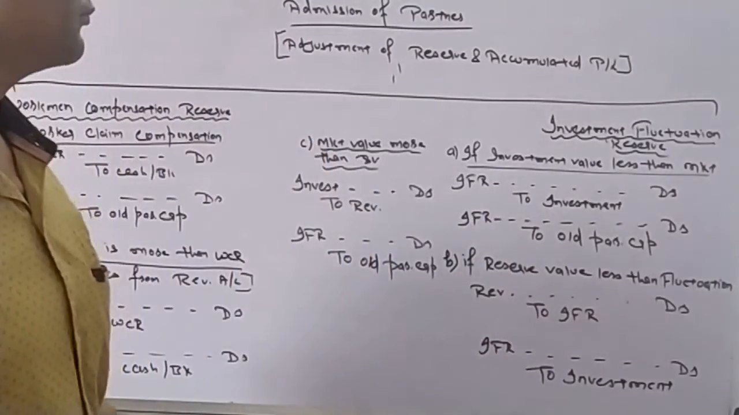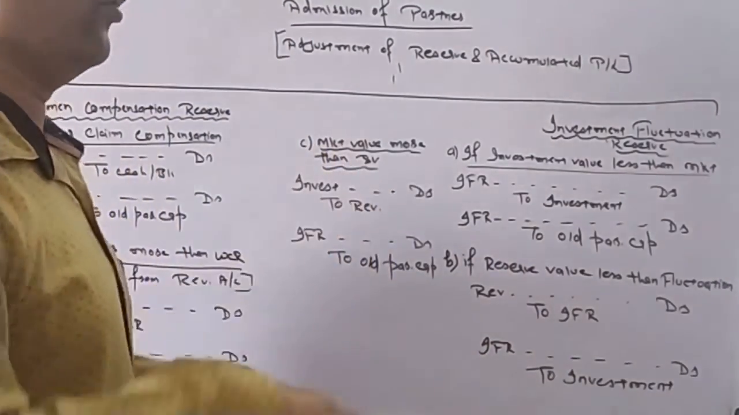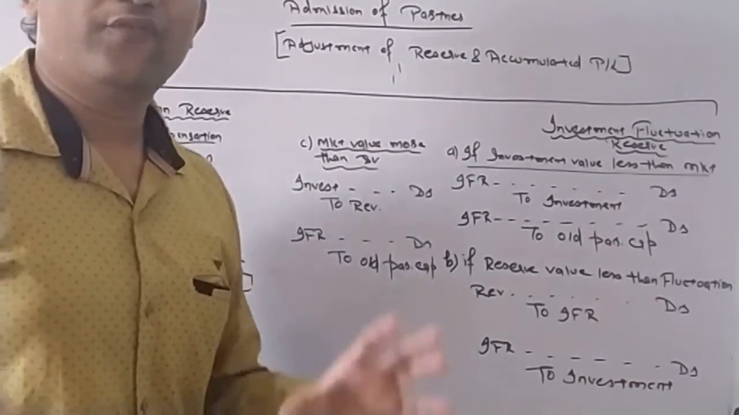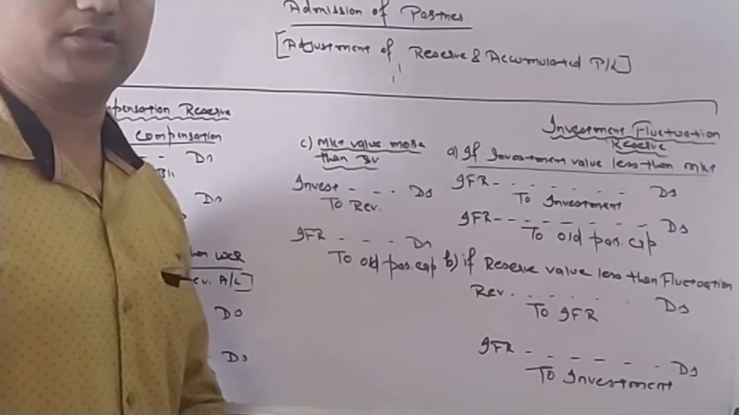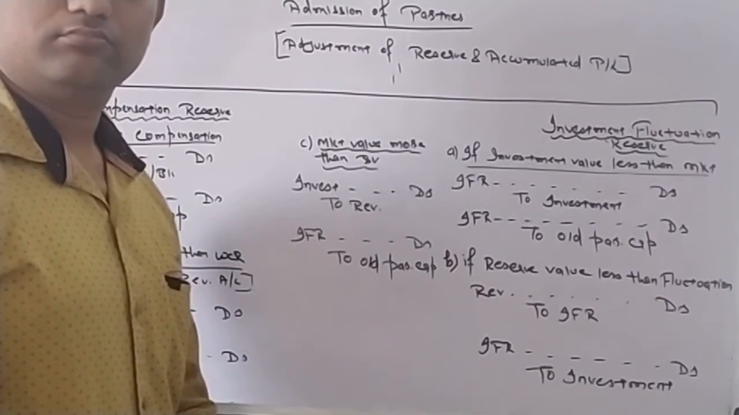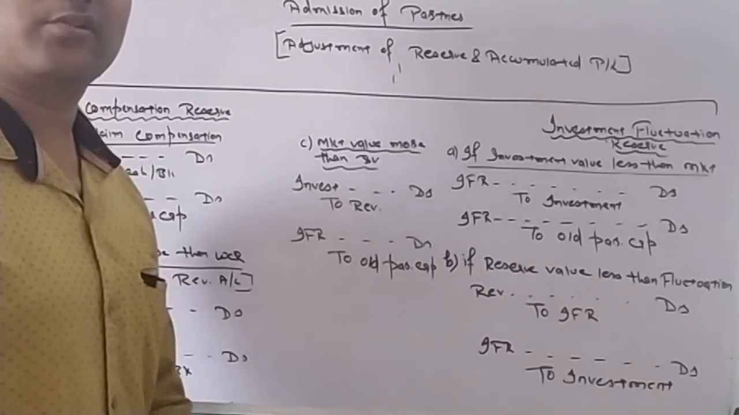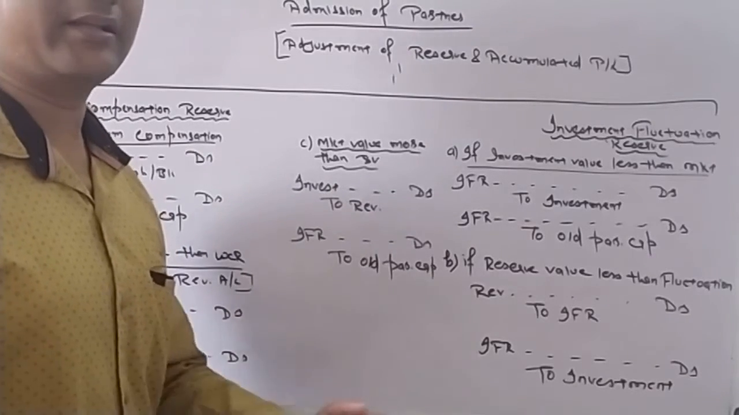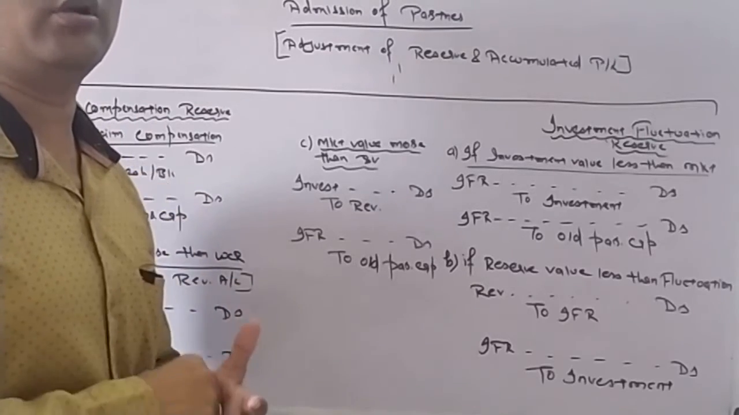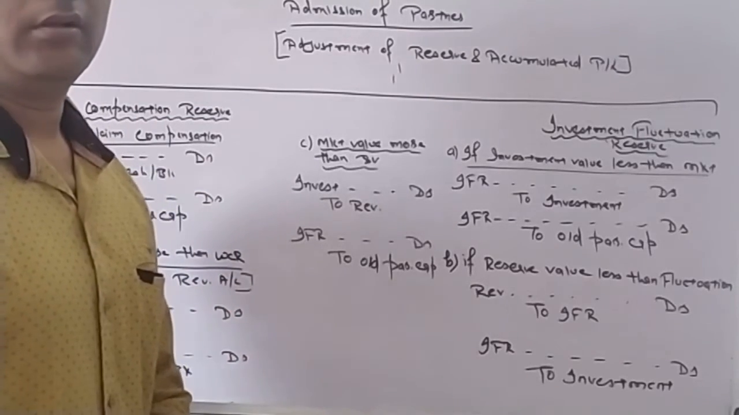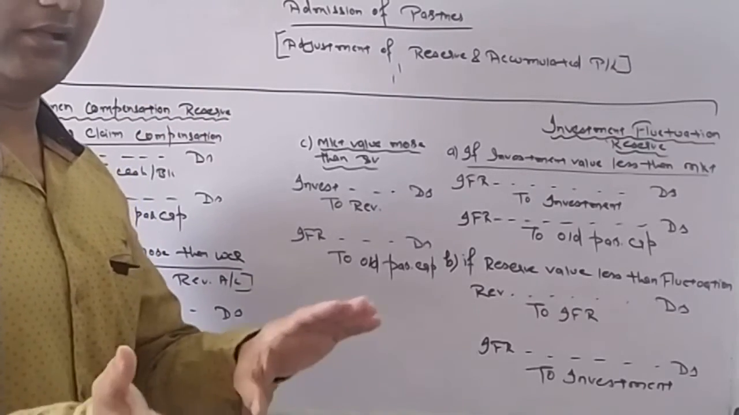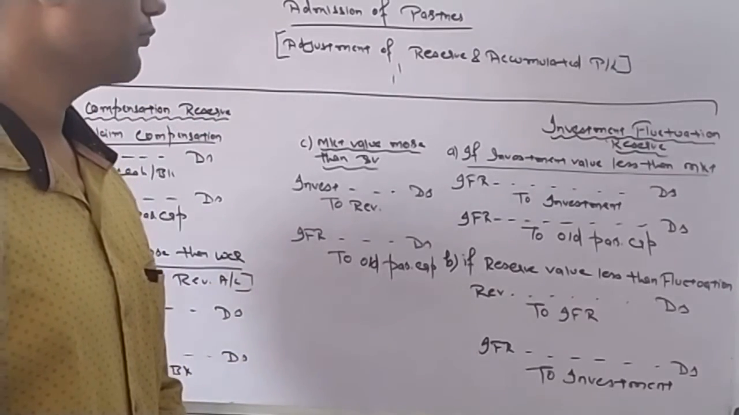Third case. Market value more than book value. Aha, it's a win-win situation. 15,000 is my value of investment. Now it became 18,000. 15,000 investment in my book value. In market, if I go and sell today, the investment can be sold at 18,000 rupees. That means I am getting 3,000 profit. So market value is greater than book value.